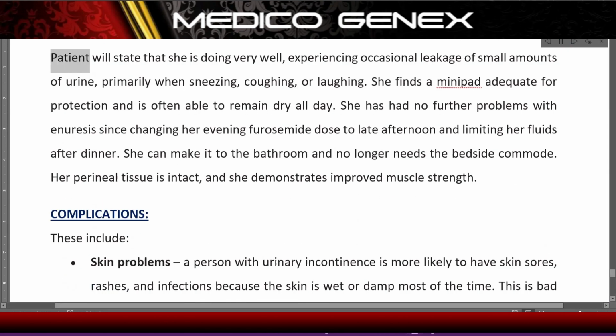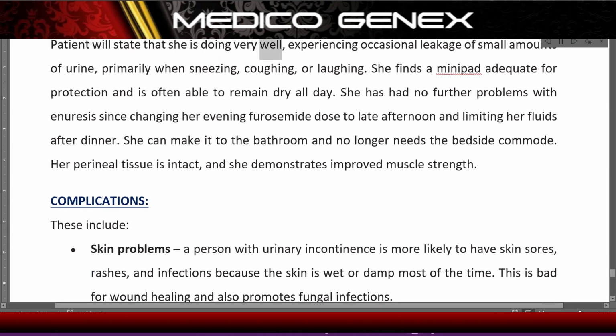Evaluation. Patient will state that she is doing very well, experiencing occasional leakage of small amounts of urine, primarily when sneezing, coughing, or laughing. She finds a minipad adequate for protection and is often able to remain dry all day. She has had no further problems with enuresis since changing her evening furosemide dose to late afternoon and limiting her fluids after dinner. She can make it to the bathroom and no longer needs the bedside commode. Her perineal tissue is intact, and she demonstrates improved muscle strength.